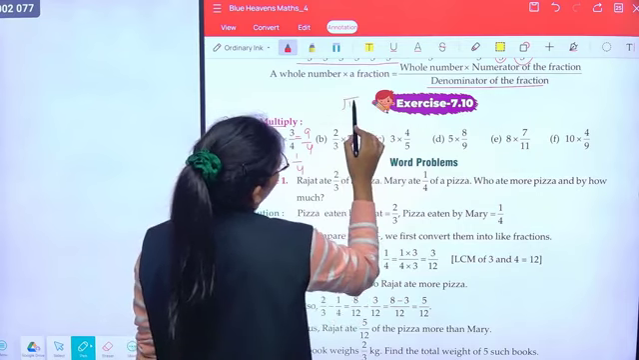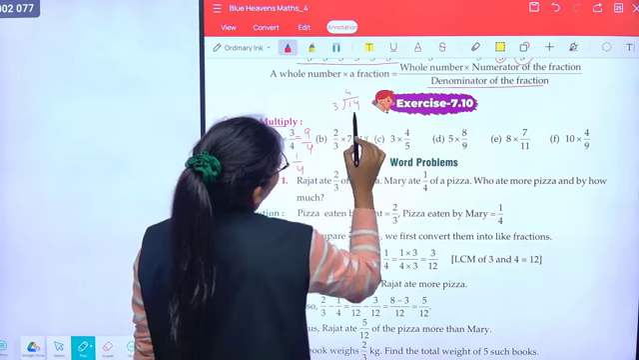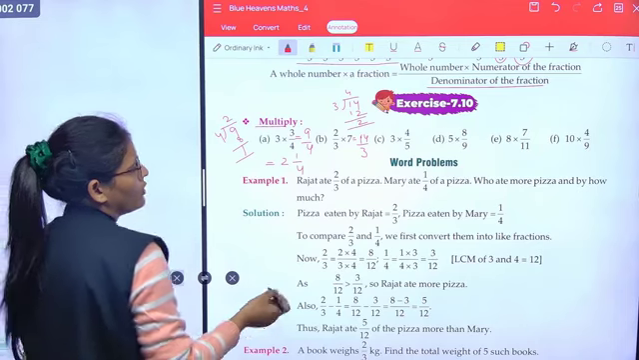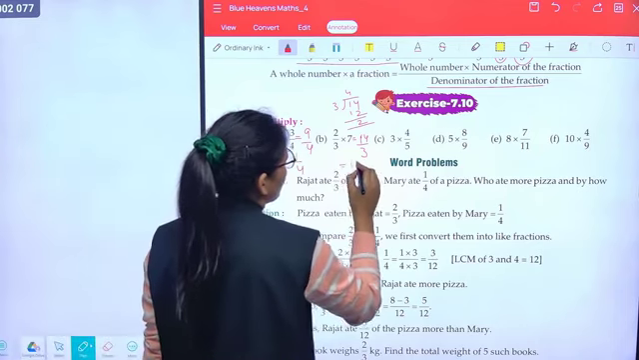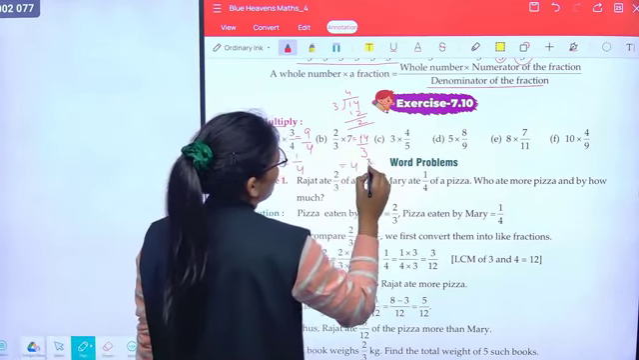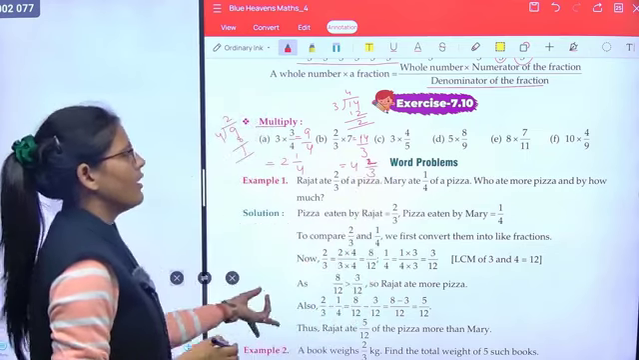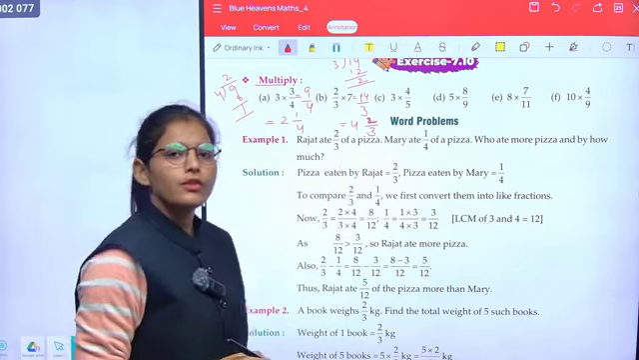We can divide also. 3 4s are 12, 14 minus 12, 2. So the quotient is this and remainder 2/3. 2/3 is the answer. Now rest of the parts do yourself class.